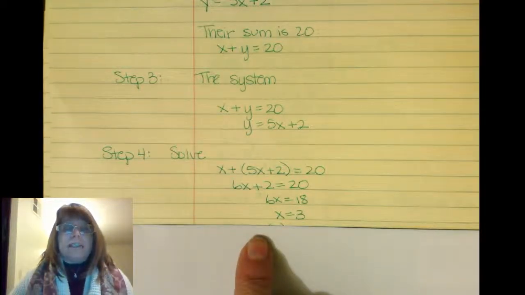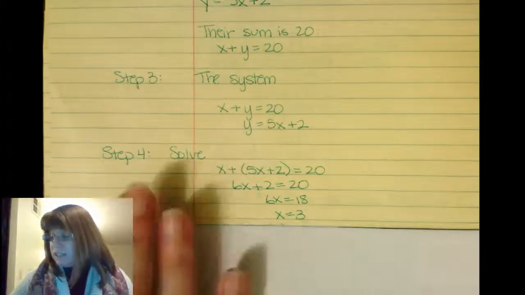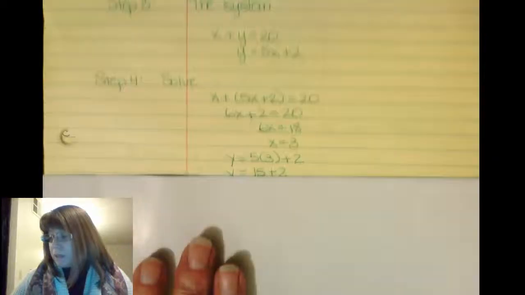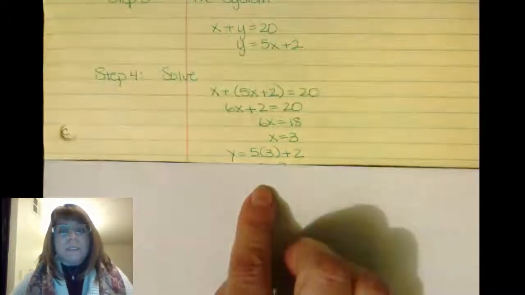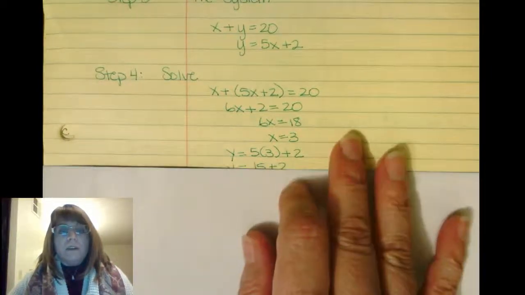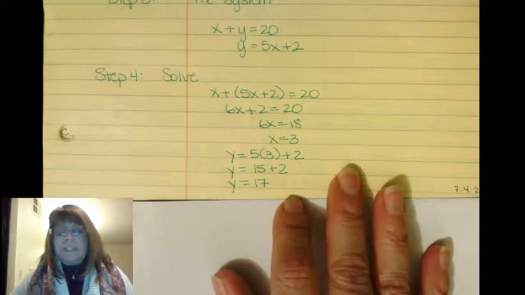Now that I know what x is, I can plug x back into one of my equations to solve for y. So I'm just going to go ahead and do the 5x plus 2. So 5 times 3 plus 2. 5 times 3 is 15 plus 2. So y equals 17.